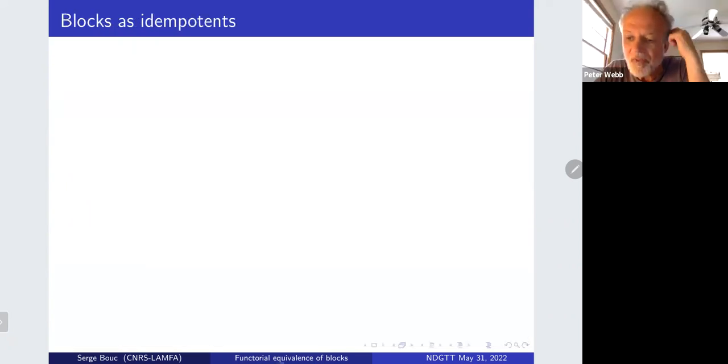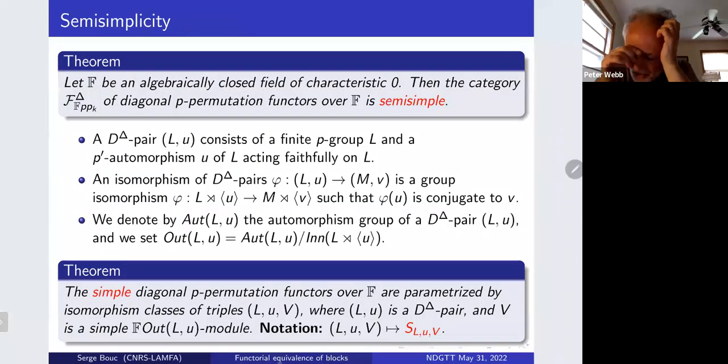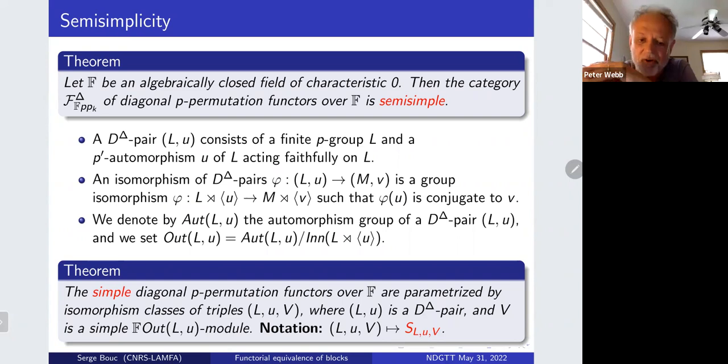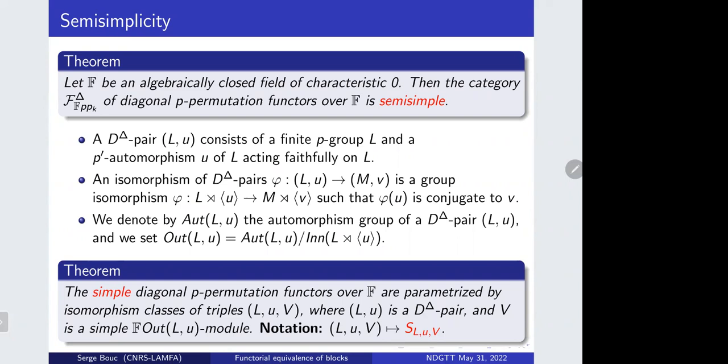Could I interrupt? Could I ask a question? Yes, please, Serge. You started off with characteristic 0 at the top. At the bottom theorem, do you have characteristic 0, or is that restriction no longer there? Yeah, no, it's the same F as at the top. It's characteristic 0 in the bottom theorem, and algebraically closed also, yes. Okay, thank you.